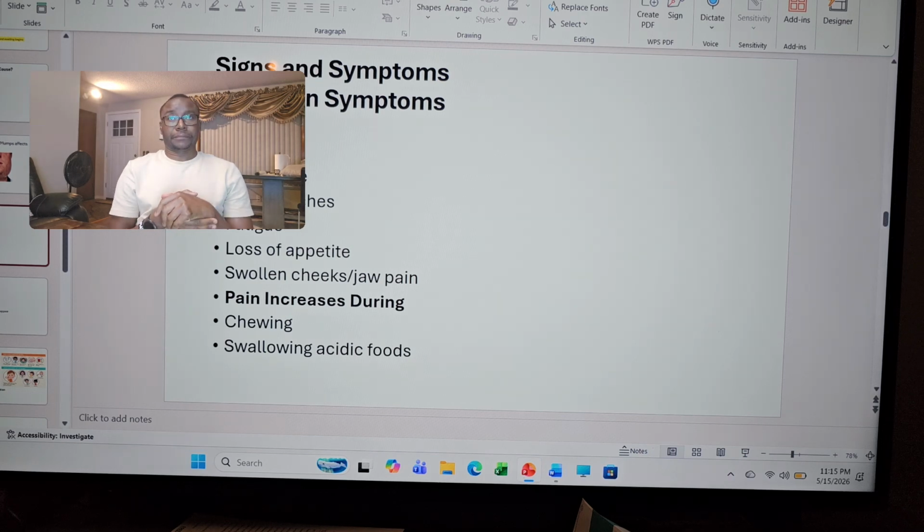Signs and common symptoms. These include fever, headache, muscle ache, fatigue, loss of appetite, swollen cheeks and jaw pain. You have a lot of pain whenever you're trying to chew. Pain increases when chewing and swallowing acidic food. That is, if you eat or you're swallowing something, the pain escalates more and more and more.